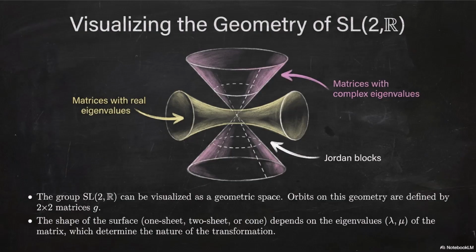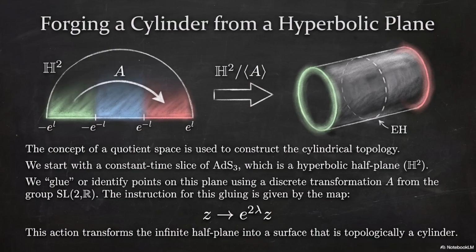We use a quotient space. We're basically going to build our cylinder from a hyperbolic plane. That's right. We start with a slice of AdS3, which is the hyperbolic half plane H2. It's infinite. So you need to make it finite. You need to glue it together. We introduce a gluing instruction.